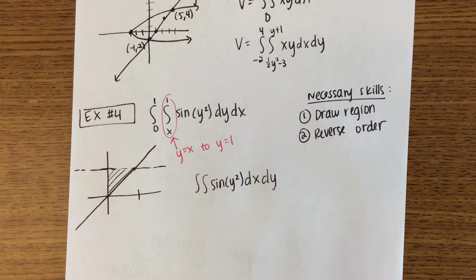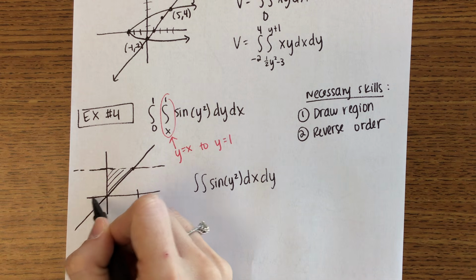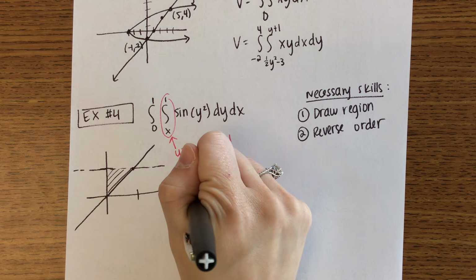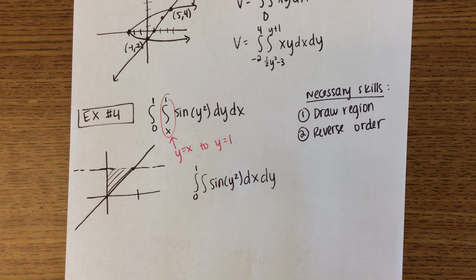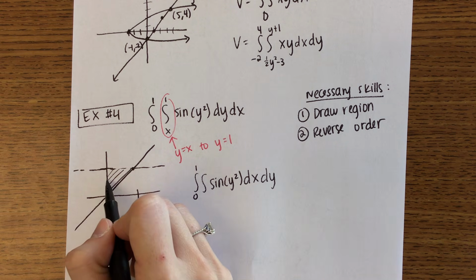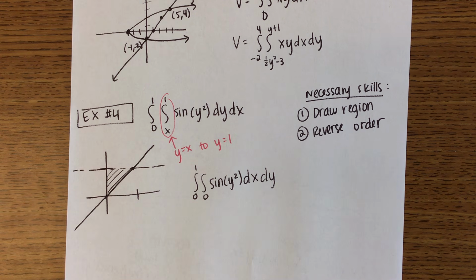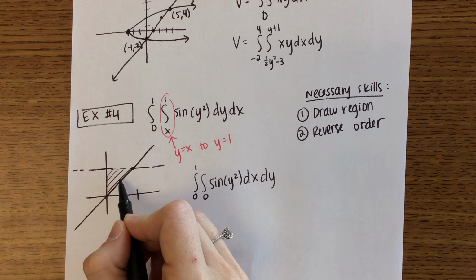If we look at the limits for y, what is the bottom limit for y? So this is the lowest point for y. What is y here? 0. And then it goes to 1. For x, so our inner limits, we're going left to right. The left function is x equals 0. The right function is y.